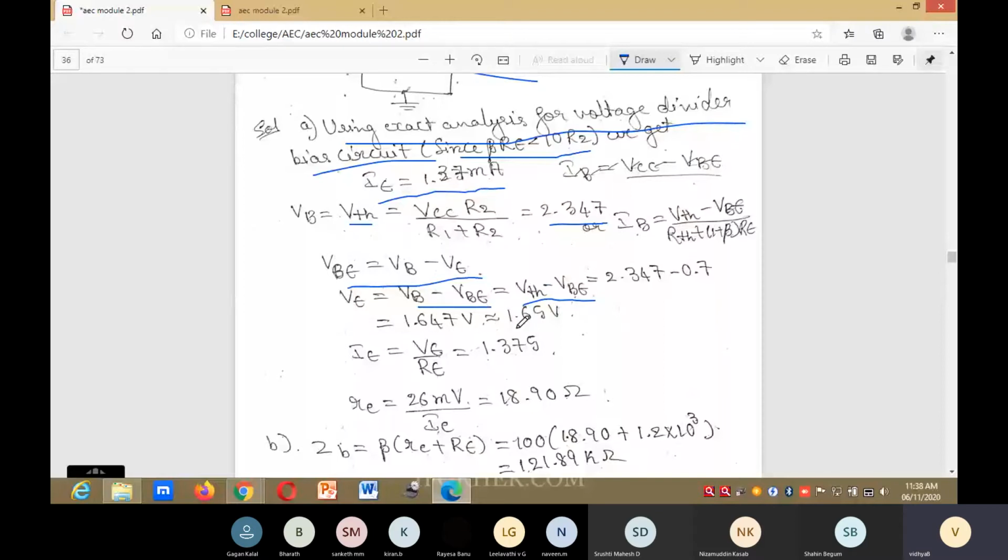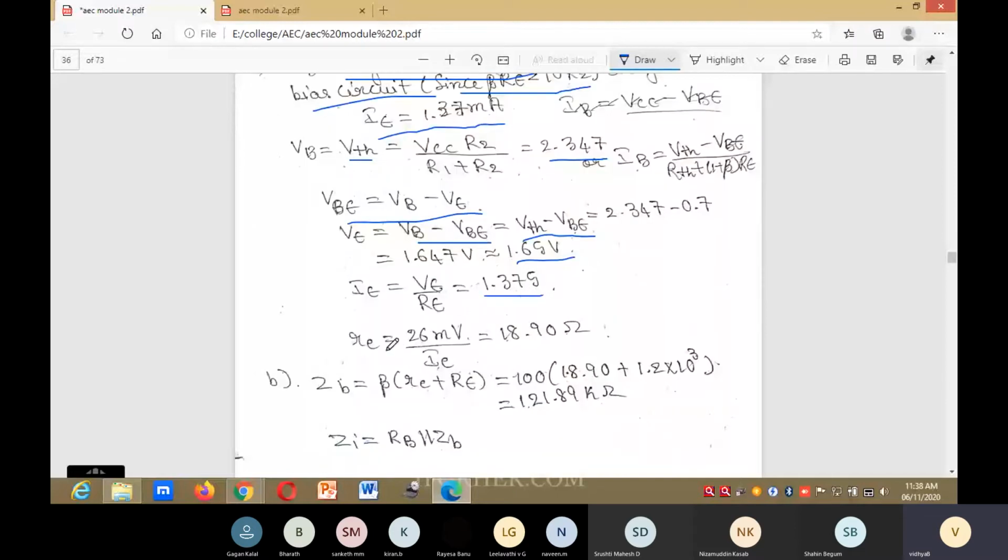Nearly equals to 1.65. What about re? re is equal to VE divided by IE. So IE value is 1.375. So we know the value of IE, we can find re easily. re is equal to 26 millivolt divided by IE, which is 18.90 ohm.